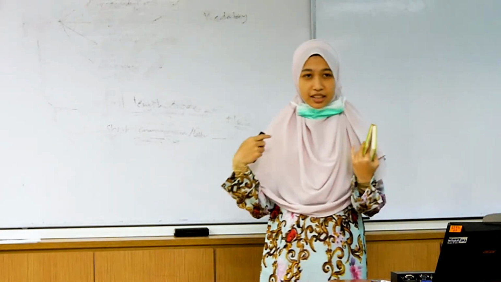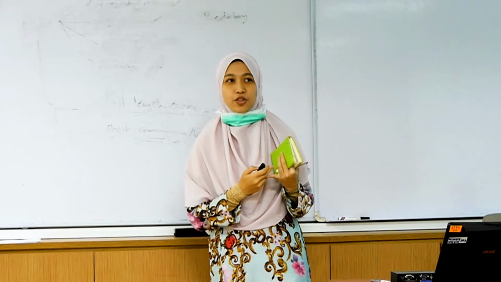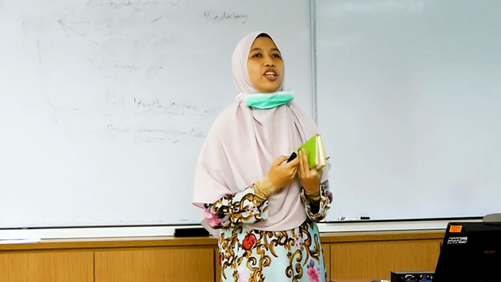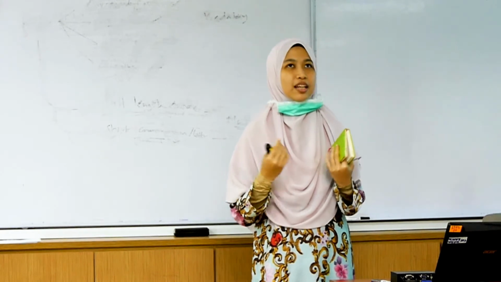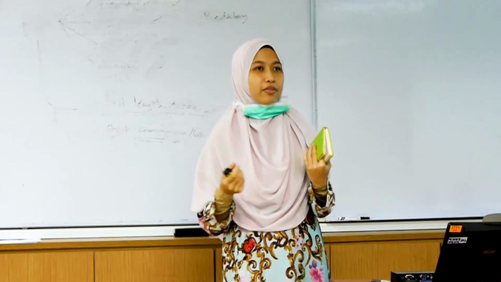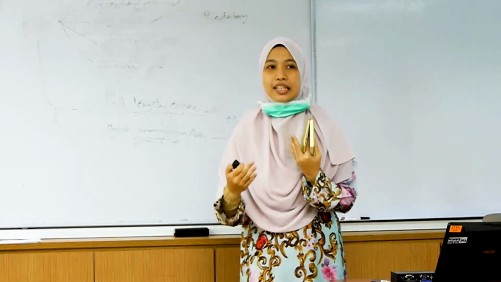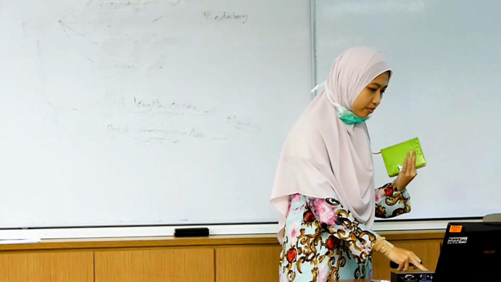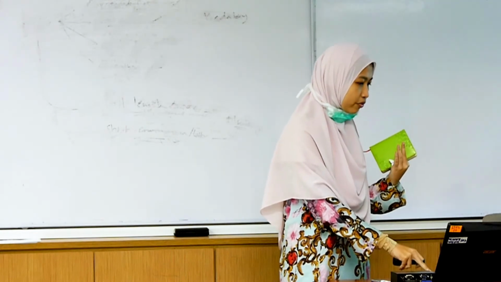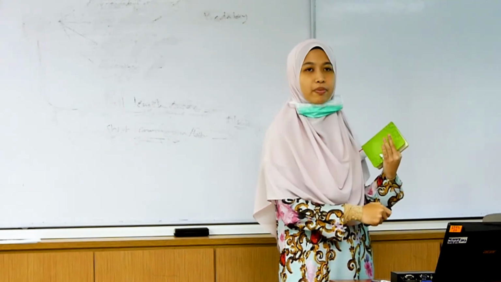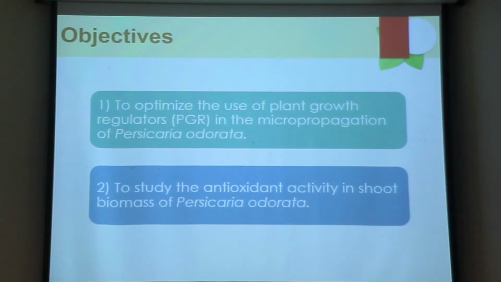So my objective is that I want to culture this and produce them in vitro. Why? Because you can control the temperature, you can control many variables, and you can produce the expected outcome from the parameters that you control. So the first objective is to optimize the use of plant growth regulators in the micropropagation of Persicaria odorata, and the second one is to study the antioxidant activity in the shoot biomass.